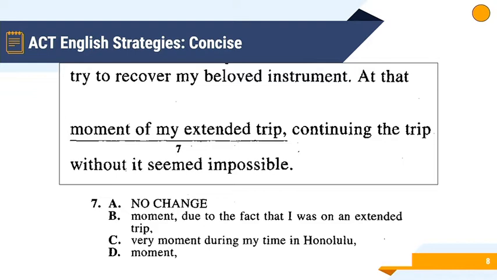That's concise. We always tell them to consider their shortest answer first. It might not be right, but consider the shortest first. Plug that in, reread your sentence. If it makes logical sense, it didn't take away too much information, there's your answer. Moment is our shortest, and it's the correct answer.